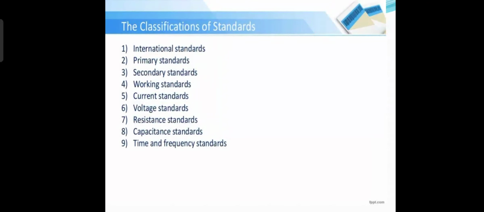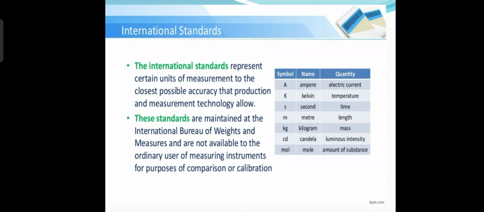First we will see what is meant by international standard. The international standard represents certain units of measurement to the closest possible accuracy that production and measurement technology allows. For example, the unit of electric current is the ampere. It is followed worldwide. These standards are maintained at the International Bureau of Weights and Measures and are not available to ordinary users of measuring instruments for the purpose of comparison or calibration.